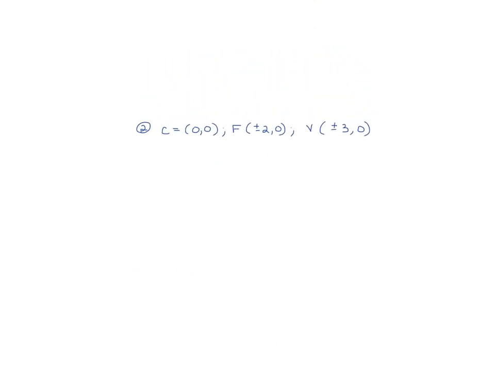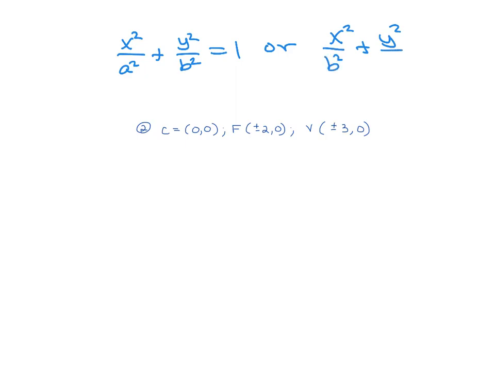Notice again, the center is at 0, 0. So we need to figure out, are we using this one with the A squared under the X squared, and then the B squared under the Y squared, or are we using this one? Remember, the x squared and the y squared always stay in the same spots. What moves is your a squared, b squared.